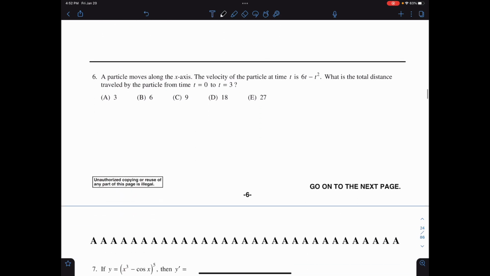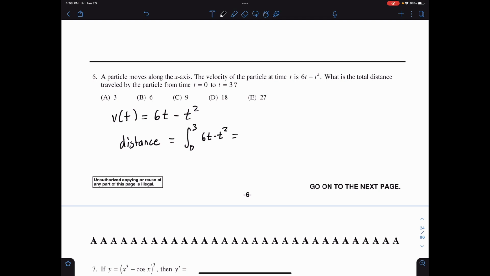Okay. On to 6, a particle moves along the x-axis. The velocity of the particle at time t is 6t minus t squared. What is the total distance traveled by the particle from time t equals 0 to t equals 3? So we're given a velocity equation. v of t is equal to 6t minus t squared. And now to find the total distance traveled, this is going to be an integral. So the distance is equal to the integral from t equals 0 to 3 of 6t minus t squared.